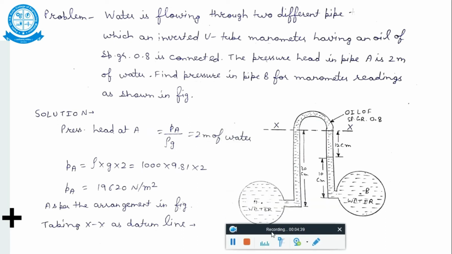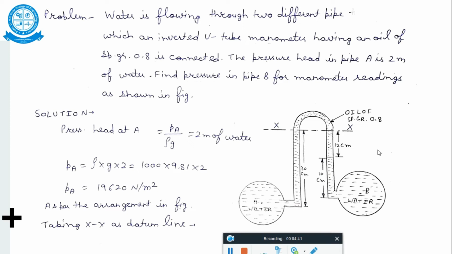Okay. Now see, here is the diagrammatic representation of the given numerical. XX will be the datum line. This is the oil available in the U-tube manometer having specific gravity 0.8. 30 centimeter will be the height H1, 10 centimeter the height H2, and the H value is 12 centimeter. So pressure head at point A, how can we calculate it? So it is PA upon rho g.